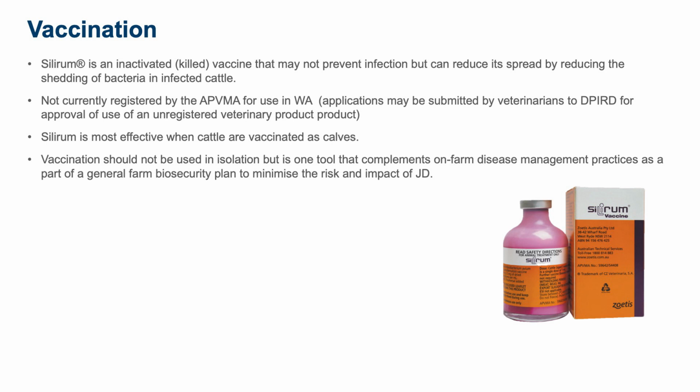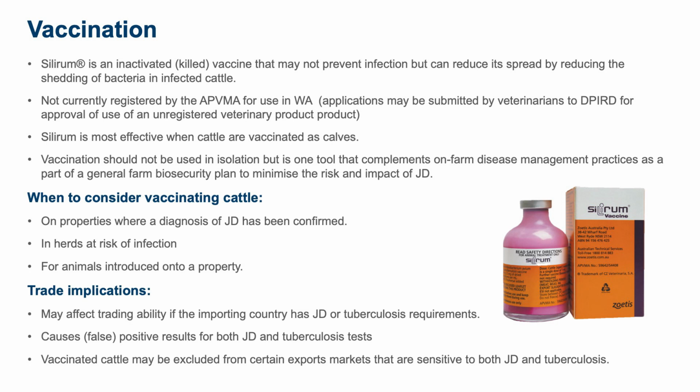However, in the interim, applications may be submitted by vets to DPIRD for approval of use of an unregistered veterinary product. Gudair is a similar vaccine already approved for use in sheep and goats. Vaccination is most effective when given to calves between 3 and 6 weeks of age. However, vaccination of cattle older than this may still reduce shedding. Users might consider vaccinating cattle, particularly when introducing cattle or in herds where JD has been confirmed.